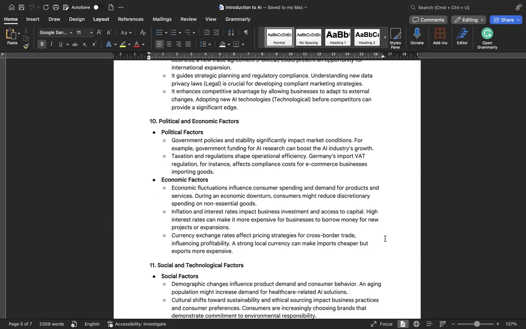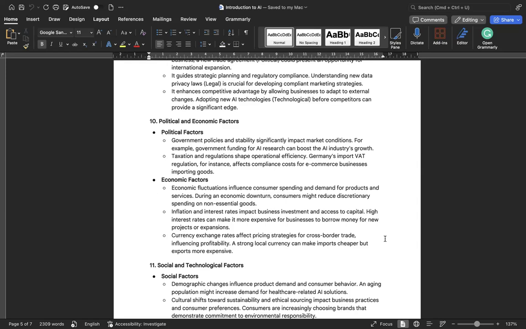And for the economic factors, economic fluctuations influence consumer spending and demand for products and services. During an economic downturn, consumers might reduce discretionary spending on non-essential goods.